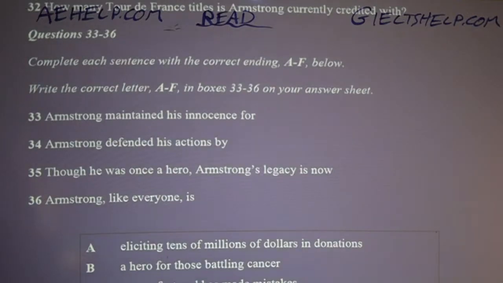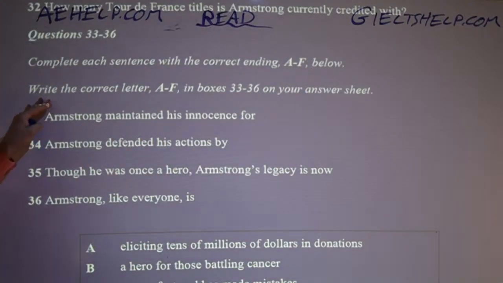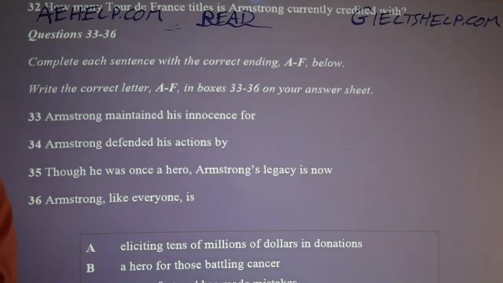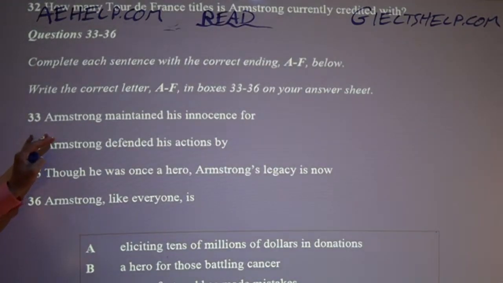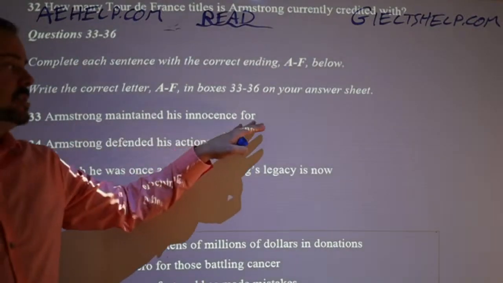All right, so complete each sentence with the correct ending A to F below. Write the correct letter A to F in boxes 33 to 36 on your answer sheet, okay? Number 33, so here the trick or the strategy is always to finish with your own words first. So number 33, Armstrong maintained his innocence for how long?